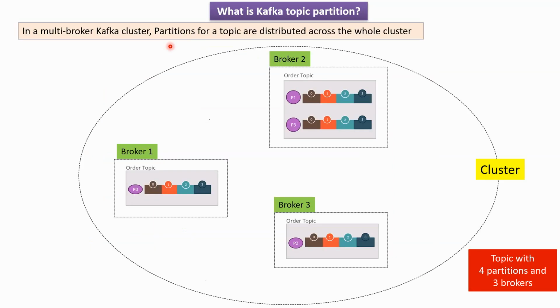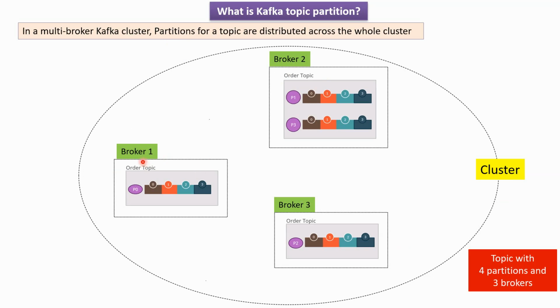In a multi-broker Kafka cluster, partitions for a topic are distributed across the whole cluster. Here I have taken the example of one topic with four partitions and three brokers. Here you can see the cluster. It has three brokers: broker 1, broker 2, and broker 3.